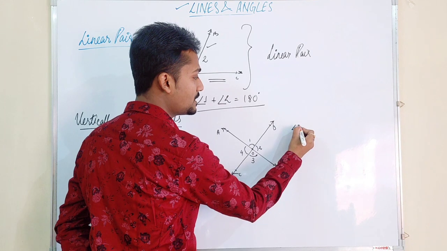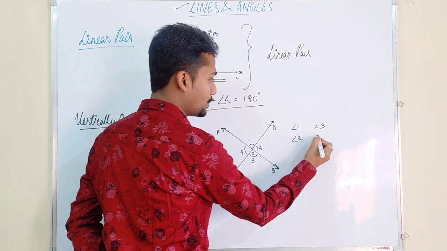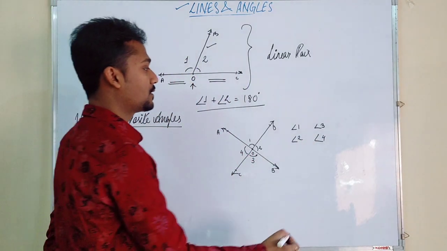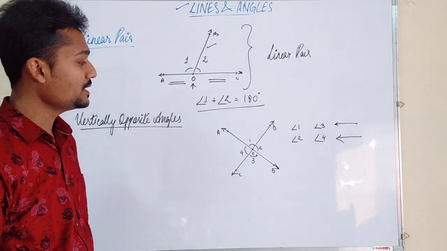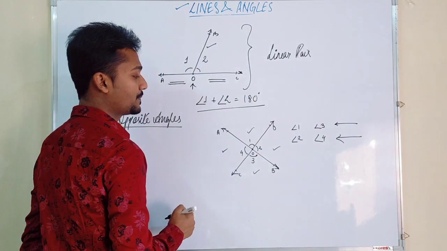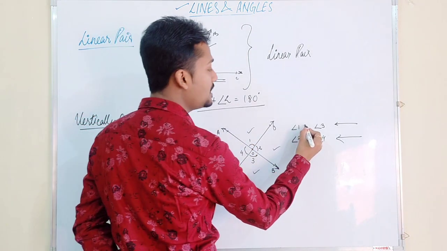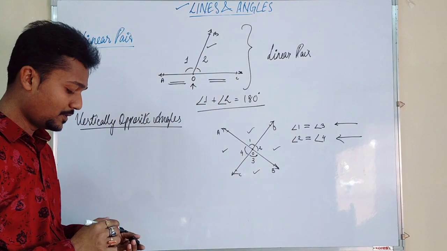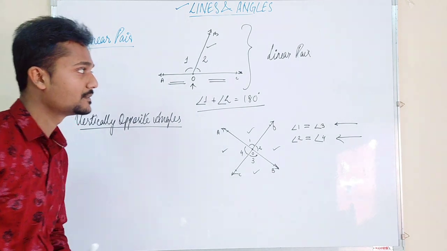Now, which are opposite to each other? Angle 1 is opposite to angle 3 and angle 2 is opposite to angle 4. Okay, these are called vertically opposite angles, isn't it? Now, vertically opposite angles are equal to one another. Okay, I hope you have understood till this much. Now, let us move on to the next part.